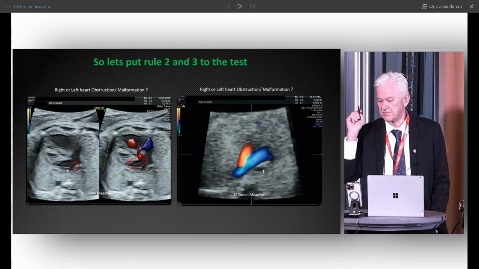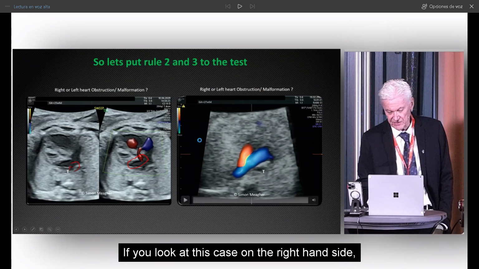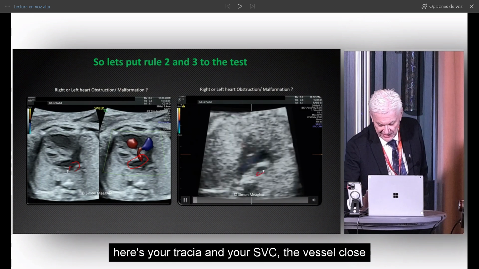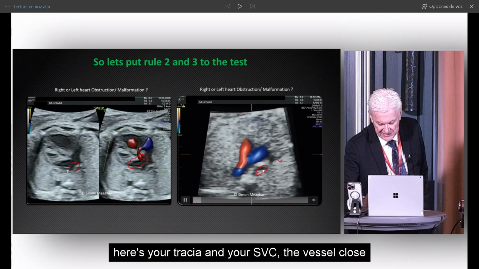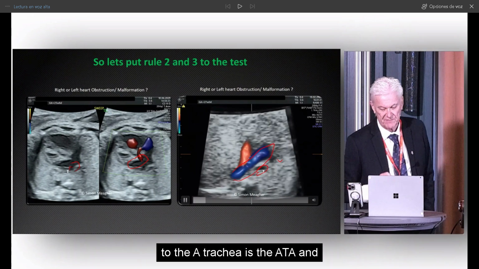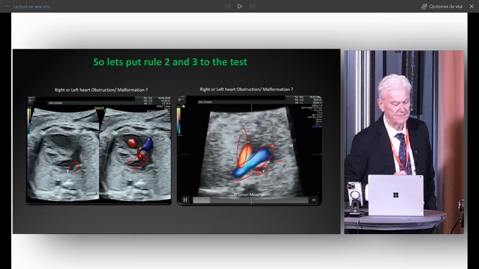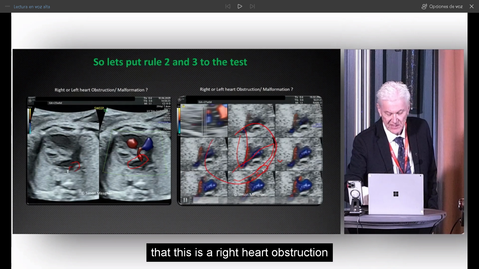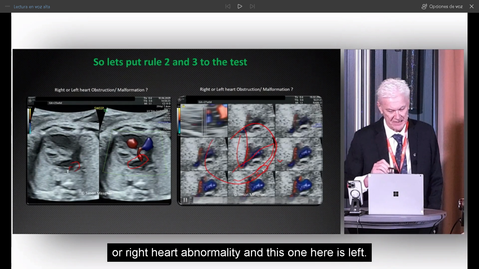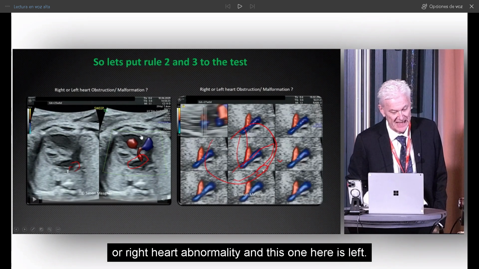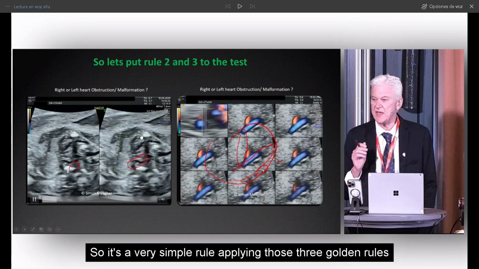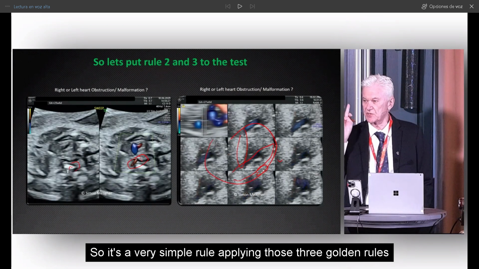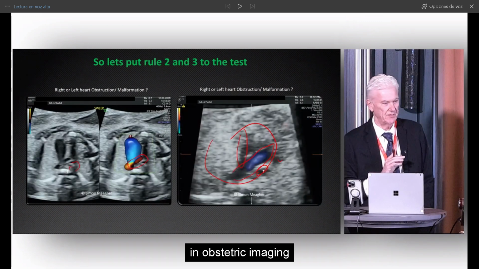If you look at this case on the right-hand side, here's your trachea and your SVC. The vessel close to the trachea is the aorta, and therefore the reversal flows in the duct. So straight away I can tell you that this is a right heart obstruction or a right heart abnormality, and this one here is left. So it's a very simple rule applying those 3 golden rules in obstetric imaging.